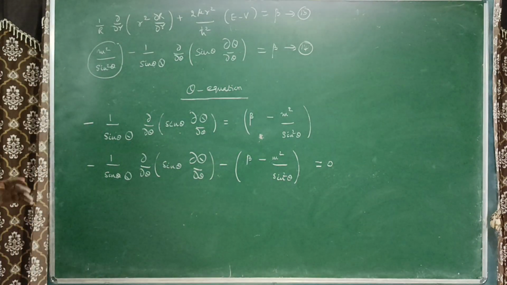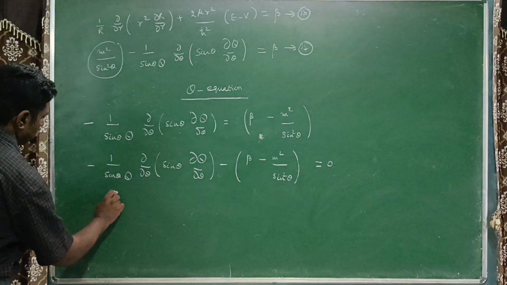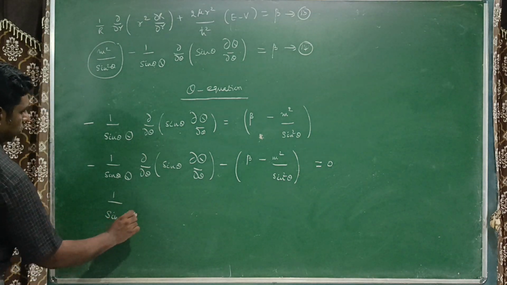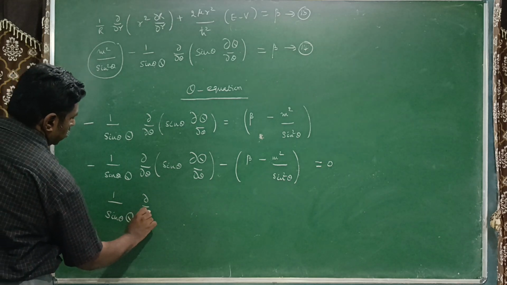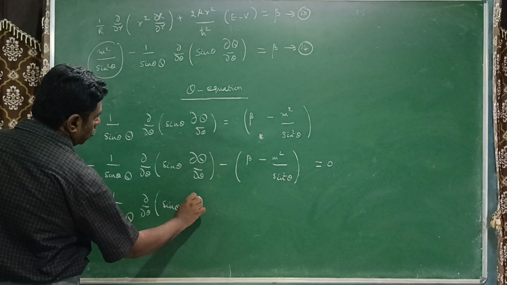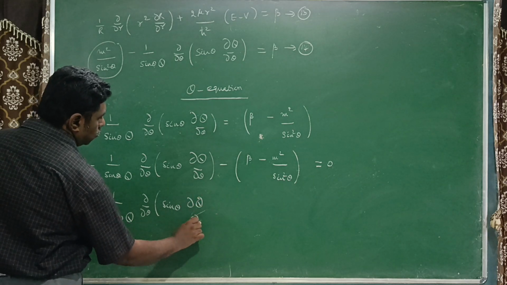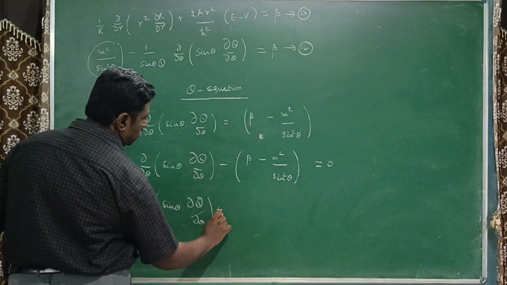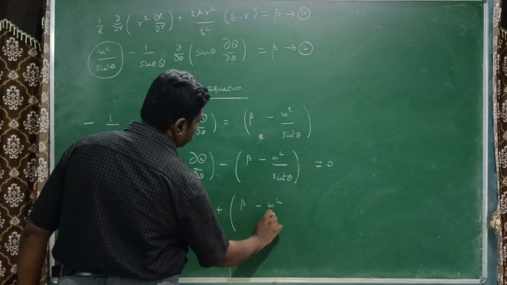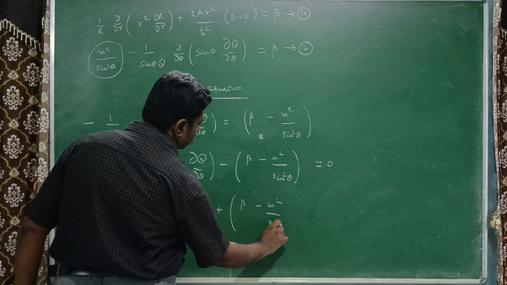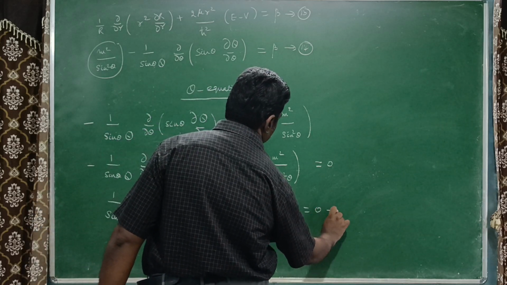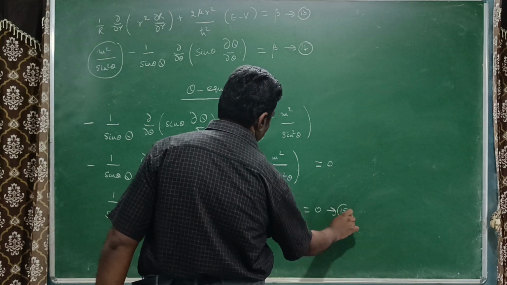Then multiply both sides by a negative sign. We get 1 by sin theta into capital theta, dou by dou theta, sin theta, dou capital theta by dou small theta, plus beta minus m square divided by sin square theta equal to 0. This is equation 15.